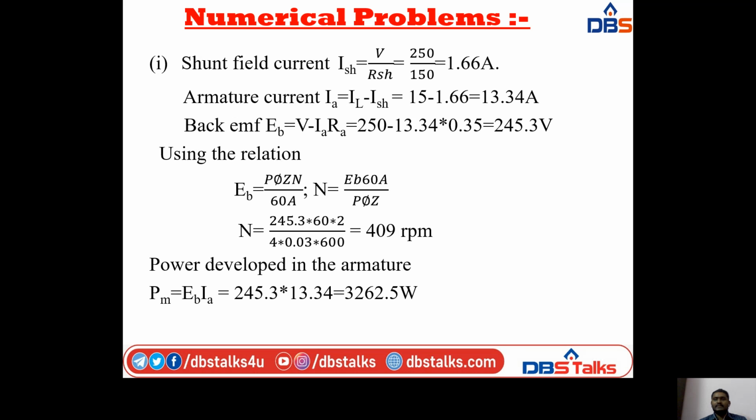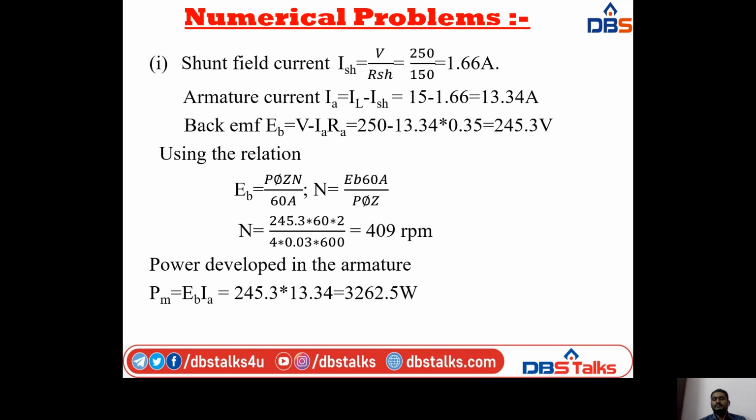And next, firstly we will calculate the internal torque and power. Before calculating the internal torque, that means gross torque, and power developed in the armature, firstly we will calculate the shunt field current. Why? Because here they have given a shunt motor. So you know the formula ISH is equal to V by RSH. That is the shunt field current formula for a DC shunt motor.